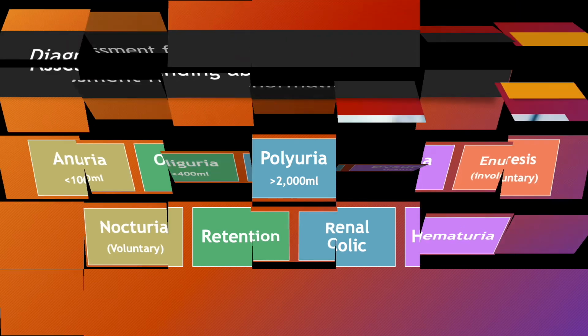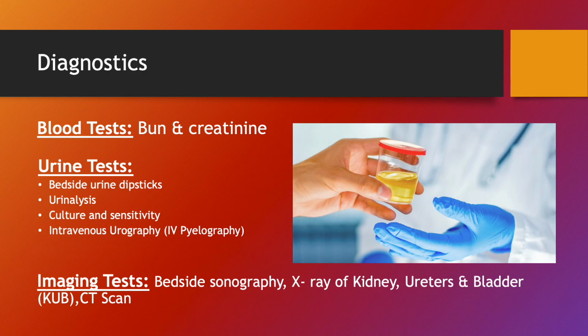Now we get to diagnostics and various tests that are done when looking at urine disorders. There are going to be tests such as blood tests, and when doing blood tests, things such as BUN, or blood urea nitrogen, and creatinine are looked at. BUN is for hydration status, along with the glomerular function, and creatinine is the better lab to look at when talking about kidney function. So keep that in mind: BUN is for hydration, creatinine is for kidney function.